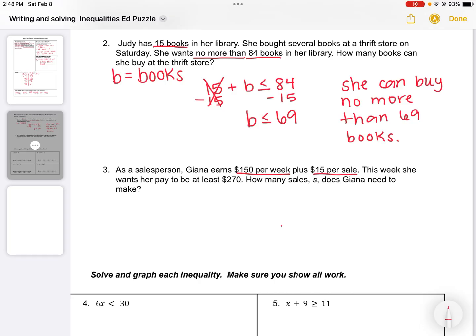The next thing I'm going to underline is the key words that are going to help me figure out what inequality symbol I'm going to use. These can be found in the second sentence. It says at least $270.